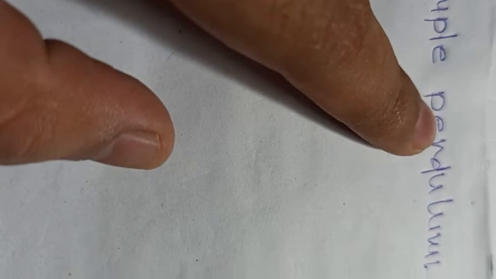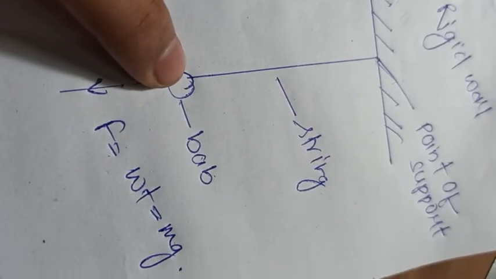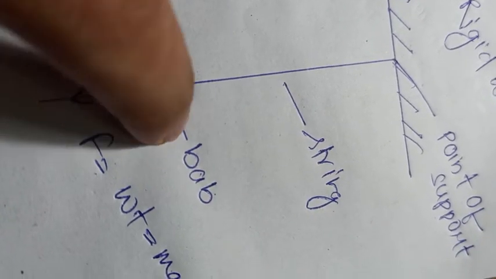In this simple pendulum, first, what does pendulum mean? Pendulum is a Latin word coming from pendulus, so its meaning is hanging. In this simple pendulum, you are going to use a heavy point mass. This heavy point mass is a metallic bob. The name given here is bob.